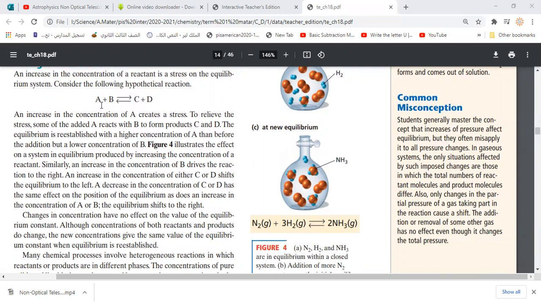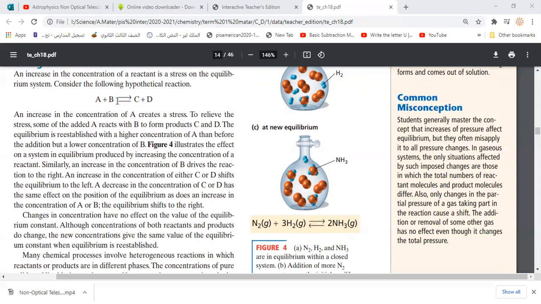Increasing A and B is considered a stress, because now in the container we have more particles of A and B. As we have more particles of A and B, they become more crowded, which allows them to collide more often. That allows A and B to produce more C and D. So in that case, the reaction will be drifted to the right side, to the formation of more C and D.